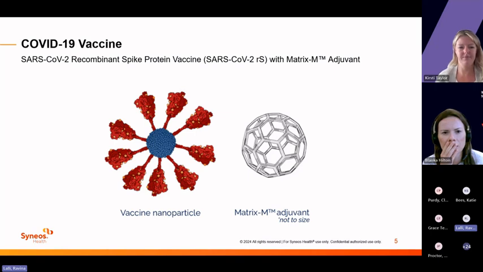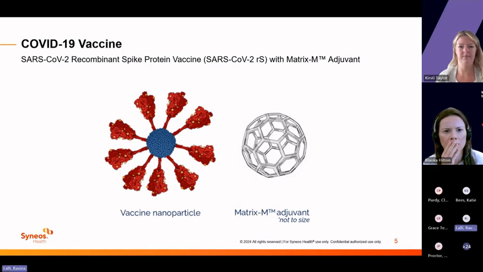Subunit vaccines include only part of the virus that best stimulates the immune system. This type of COVID-19 vaccine contains harmless spike proteins. Once the immune system recognizes spike proteins, it creates antibodies and defensive white blood cells. If one becomes infected with the COVID-19 virus, the antibodies will fight the virus.